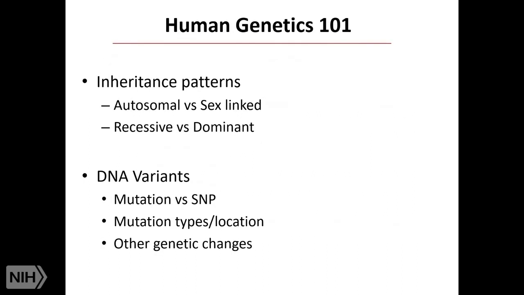All right, human genetics 101. We all remember back to our different inheritance patterns. We're just going to go through the autosomal and sex-linked, and we're going to go through recessive and dominant a little bit. And then we're going to talk about how we determine or define DNA variants, and that being mutation versus a SNP, the location of mutation, and then other genetic changes which are not quite as simple.